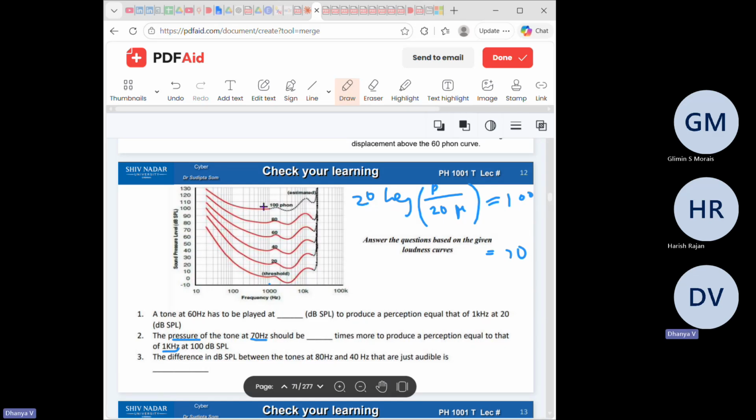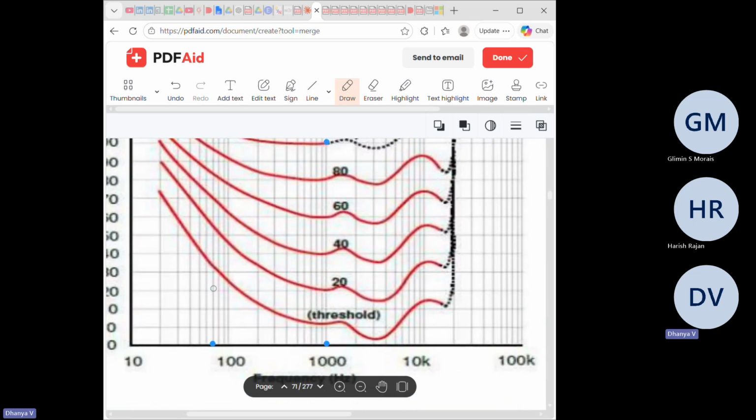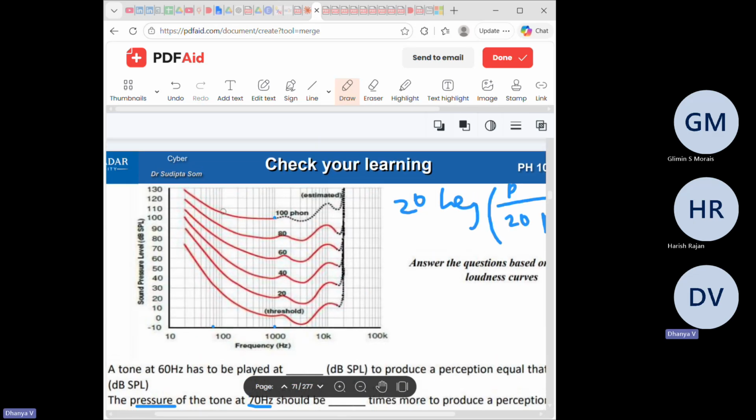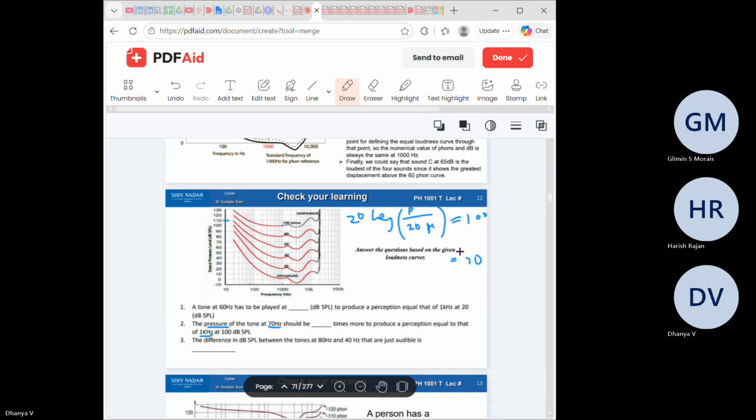So 100 decibels is essentially your 100 phon. For 70 hertz, it will be somewhere around 100, 90, 80, 70. So how much more will this line be? That's what they're asking. If you go up, you see where it meets, essentially at 110. So you put 110 here.